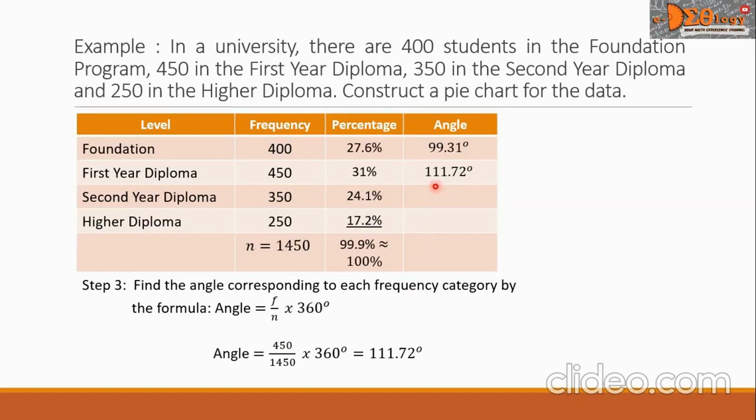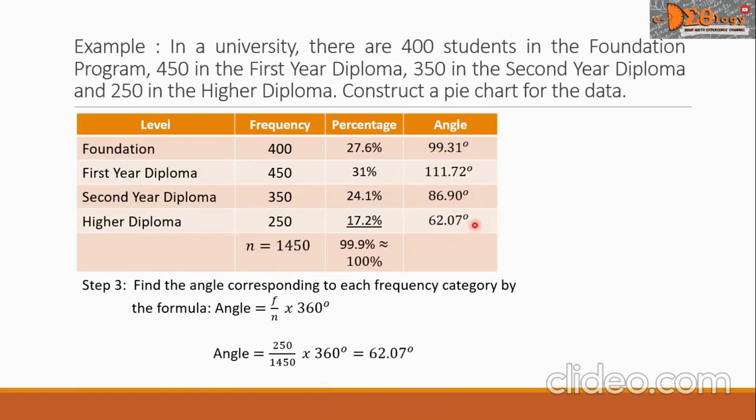So we will get 111.72 degrees. We will get this when we have 450 divided by the n, 1450, times 360 degrees. So the value is here. The next is 86.90 degrees. This value comes from the 350 divided by 1450 times 360 degrees.